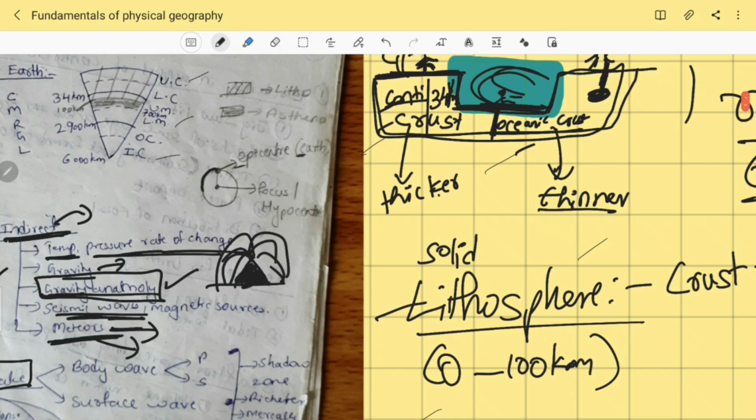Here I have written it. See, consider this as an earth. The point where the energy is released is known as the focus. Focus is also known as hypocenter. You have to remember this because they can ask that focus is also known by different names.